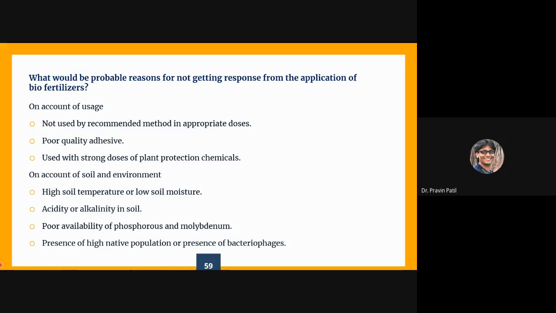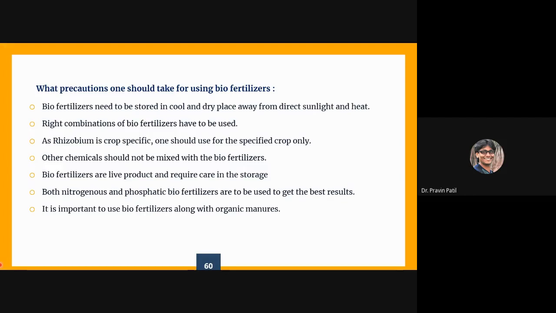On account of soil and environment, high soil temperature and low soil temperature matter. If the temperature is high and the microbes used in the biofertilizer are temperature sensitive, it will definitely hit them. Then the acidity and alkalinity of the soil again matters. The pH of the surroundings matters for that particular microbe as well. Then there are other factors as well. Let's go to the next part.